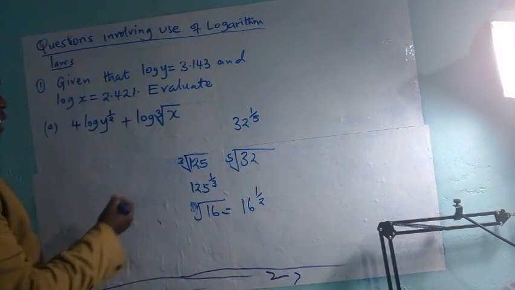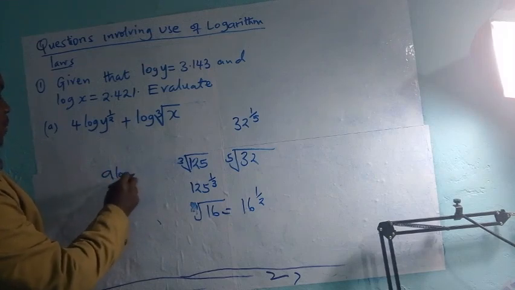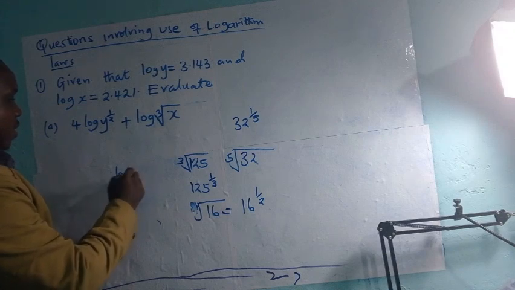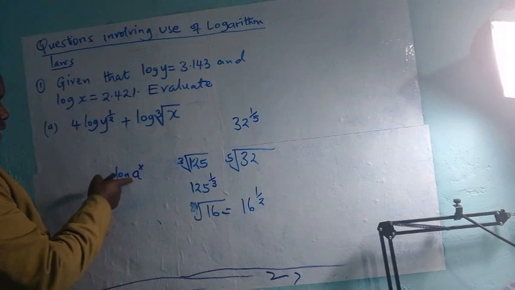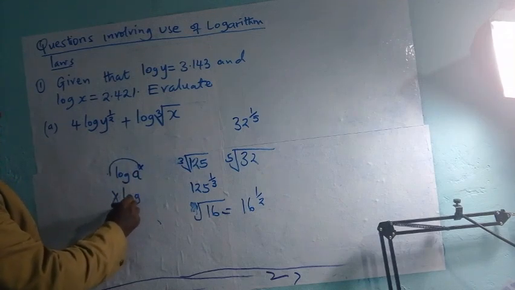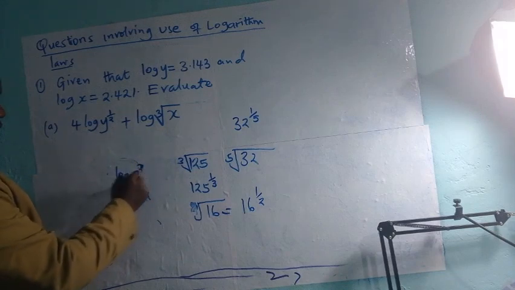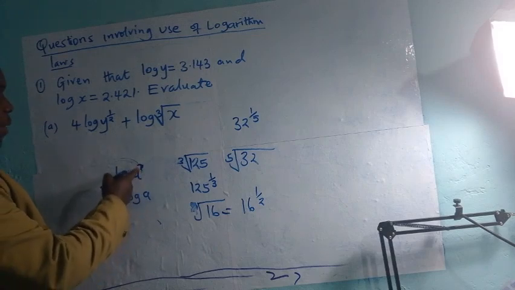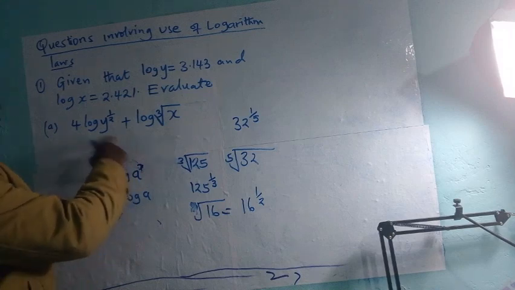Now, in rules of logarithm, we know that if we have log a raised to power x, this power comes here, we have x log a. So this and this are the same. From the rules, the power comes here. And so when you understand that, this one is going to be very simple.